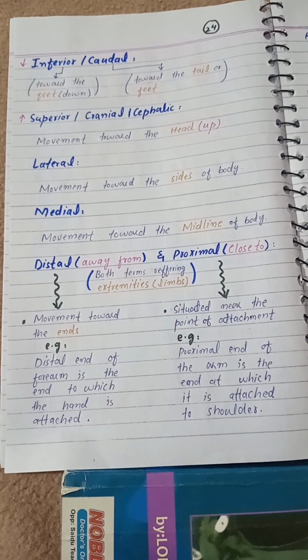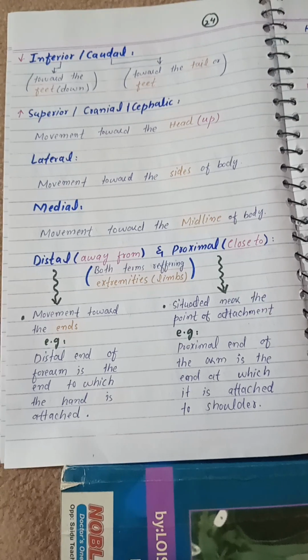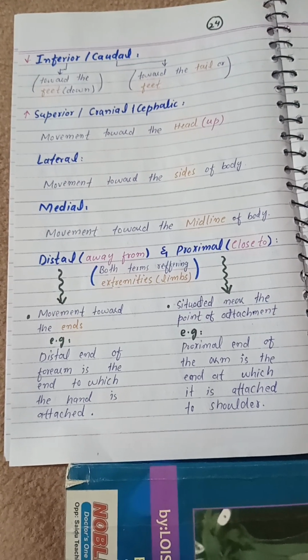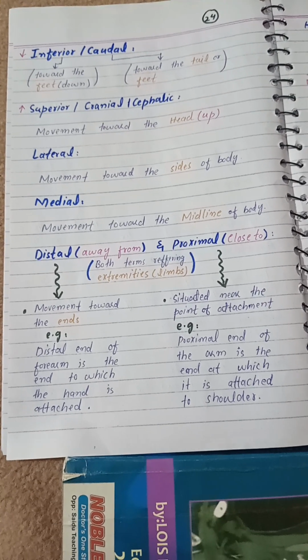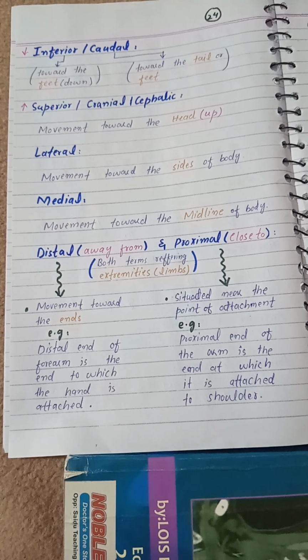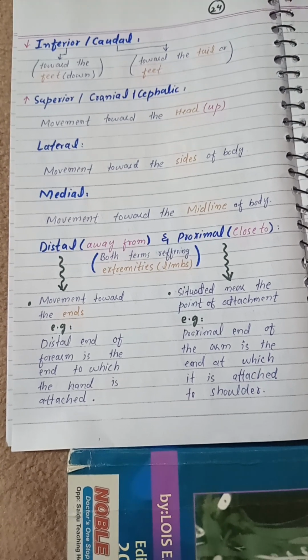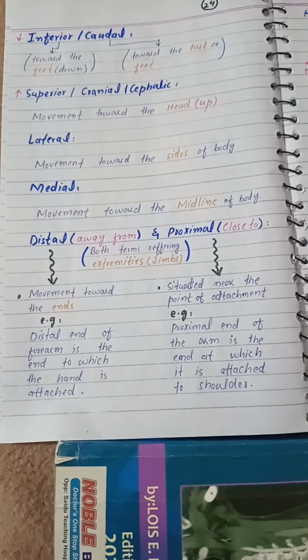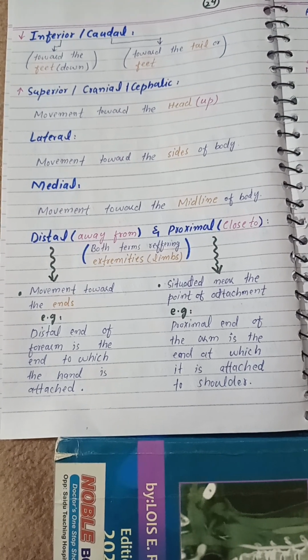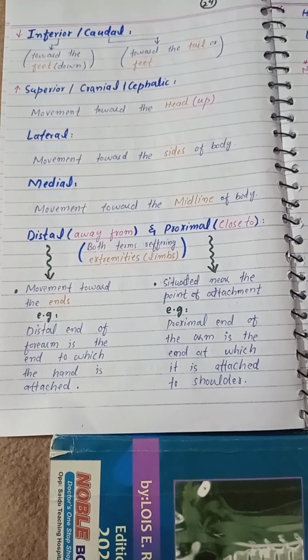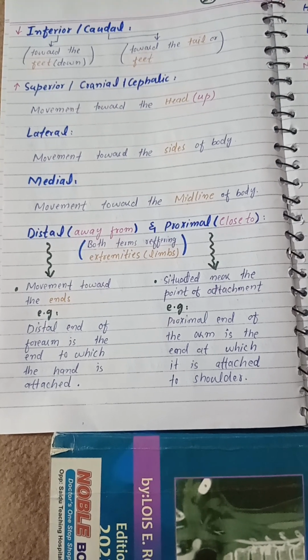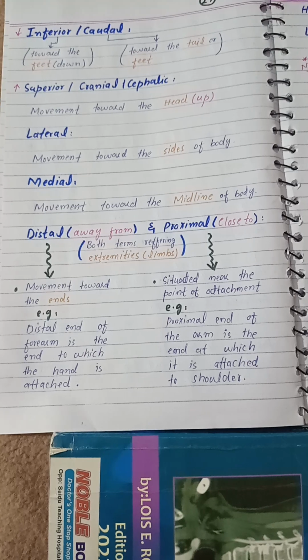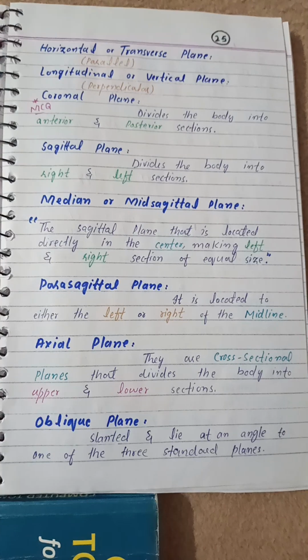Distal means away from and proximal means close to, both terms referring to extremities like limbs. Distal: movement toward the ends. The distal end of the forearm is the end to which the hand is attached. Proximal: situated near the point of attachment. The proximal end of the arm is the end at which it is attached to the shoulder.